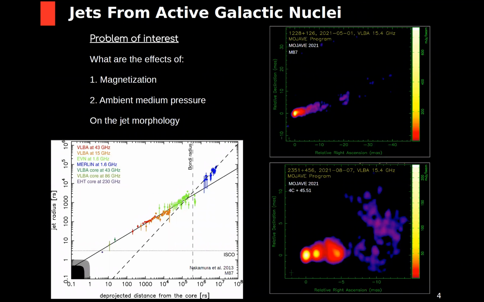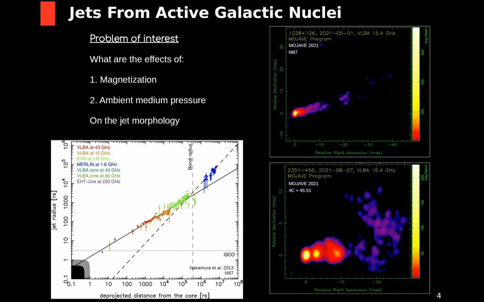If we take real images, we see that the jet morphology is much different as we study different objects. In this case, the M87 jet, you see that the jet morphology is very narrow. If you compare this one with 4C45, let's call it that, the jet morphology is very blobby and it expands much more compared to this one.